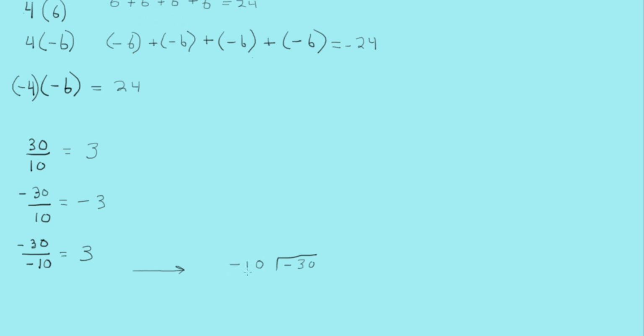How many negative 10s go into negative 30? Well, it's going to take 3 negative 10s, or 3 times negative 10, to equal negative 30. And when I subtract a negative, it's the same as adding. So I'm really adding positive 30. These 2 negative signs are going to equal one big plus sign to a negative 30, and that'll give us a remainder of 0. And 3 is going to be our answer.